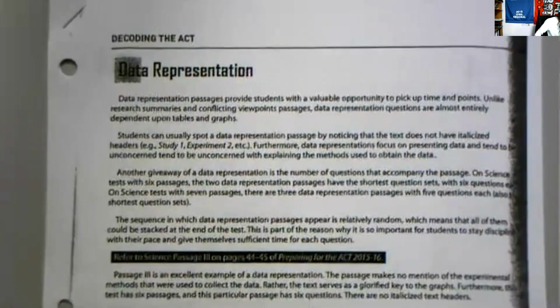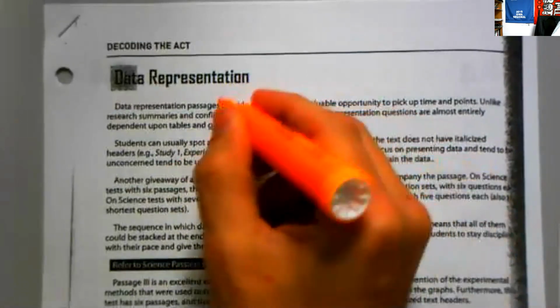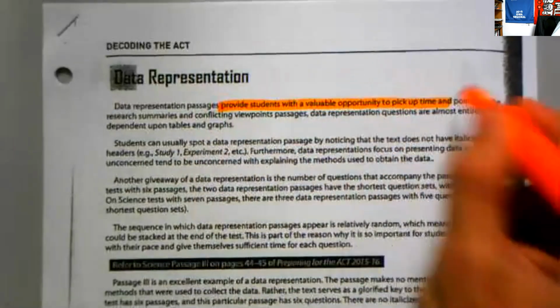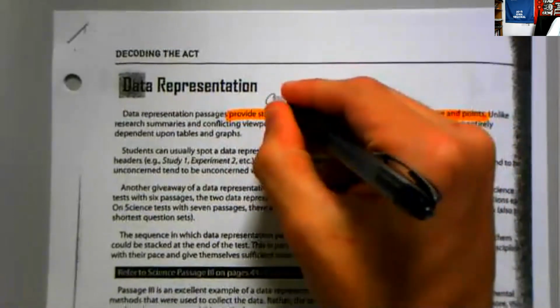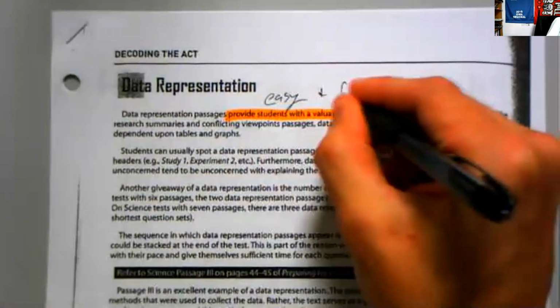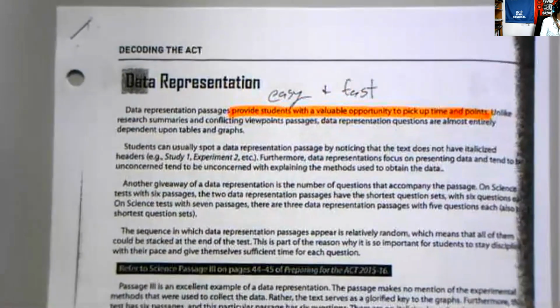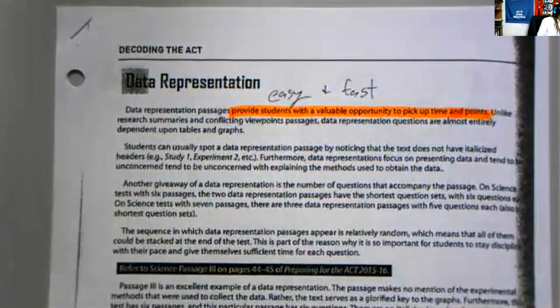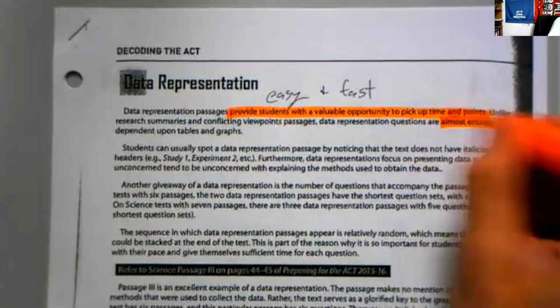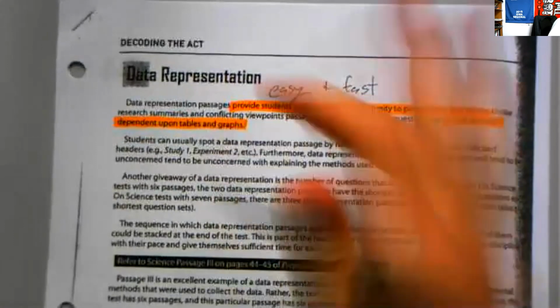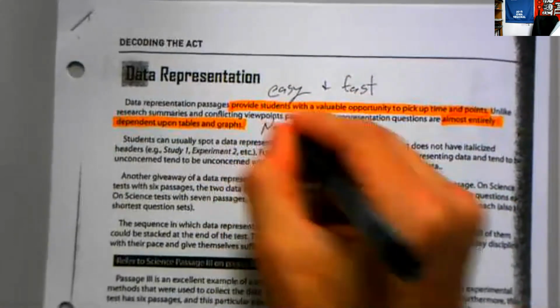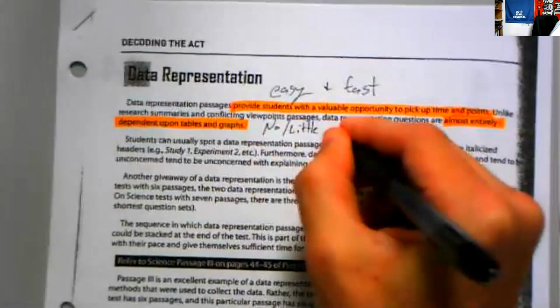So data rep, what are these things? They're going to give you a nice opportunity to pick up time and points. What does that mean? They're easy. And they're fast. Unlike research summaries and conflicting viewpoints, which we're going to talk about later on, they're almost entirely dependent on tables and graphs. That's nice. You don't have to read. No or little reading.